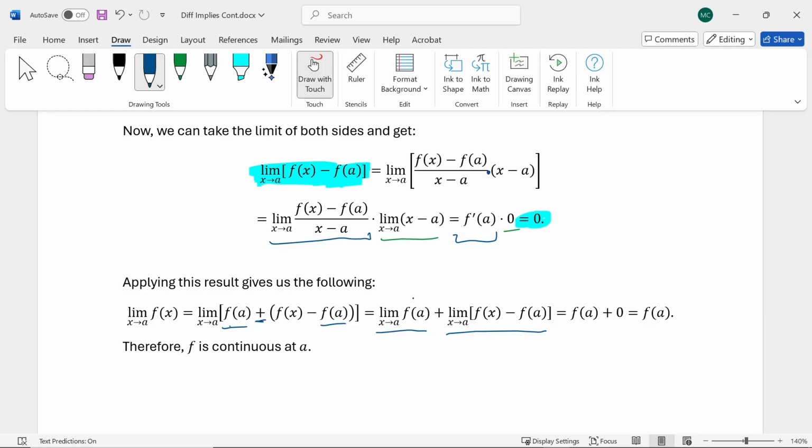Now, since there is no x in this expression f of a here, this limit as x goes to a is the limit of a constant, and so we just get our constant f of a back. And our second limit here we already showed was 0, so that's 0. And that gives us f of a. So altogether, we have that the limit as x approaches a of f of x is equal to f of a, which is the definition of continuity at a. Therefore, f is continuous at a.